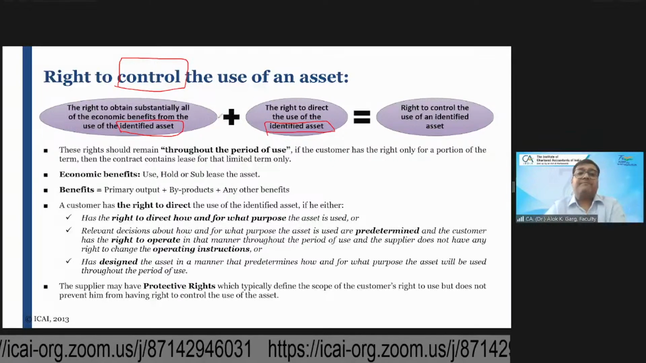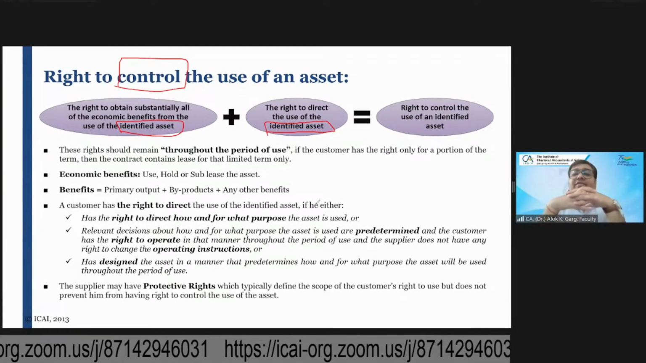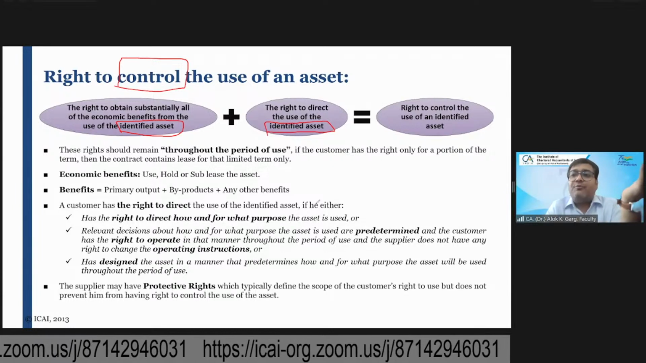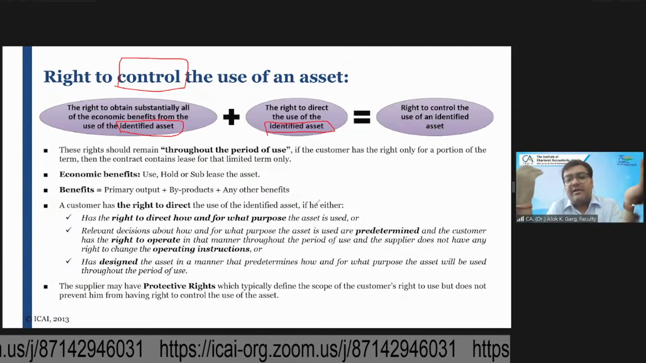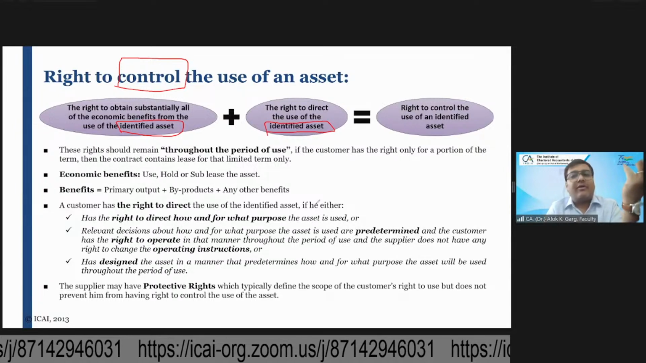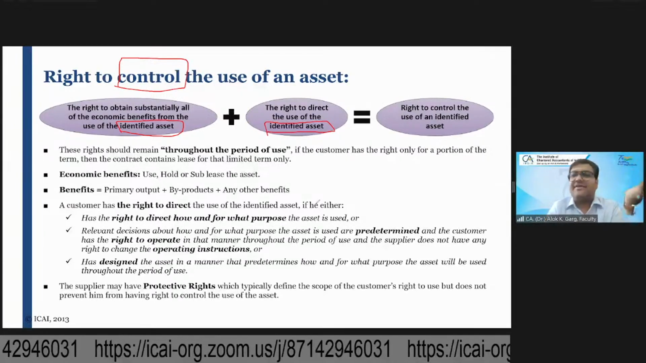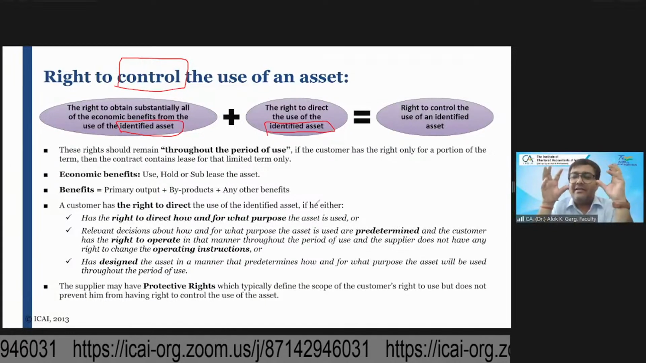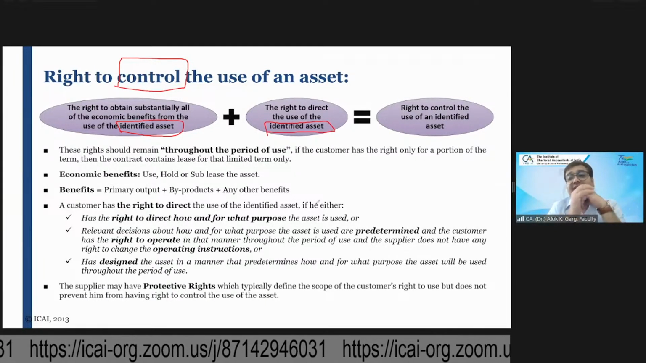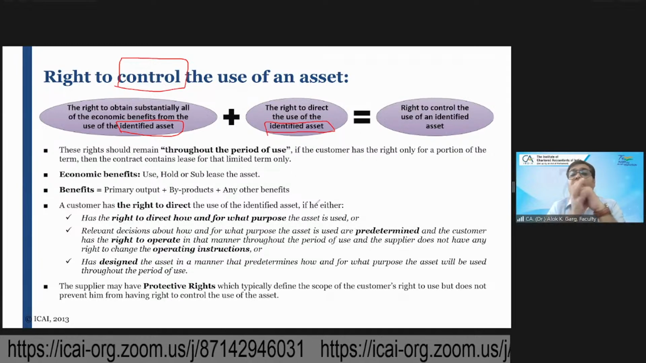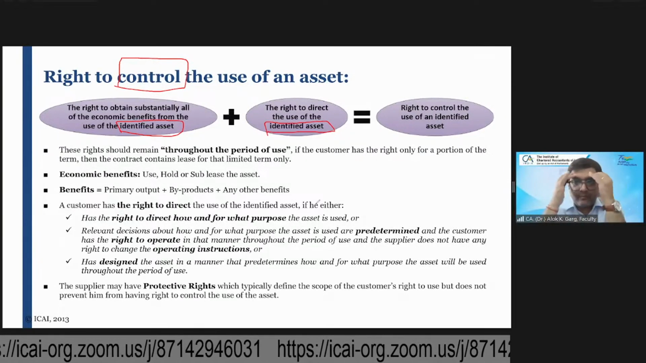Friends, so economic benefit means the primary output which you are producing, whatever byproduct you are producing, or any other benefit like taxation benefit, like subsidy, etc. If the lessee is entitled to get those benefits, you can say that yes, the lessee is entitled to substantially all of the economic benefit from the use of the asset. Okay.